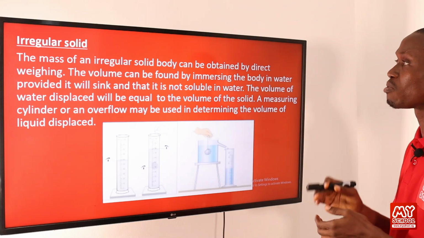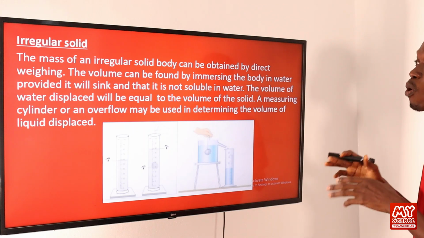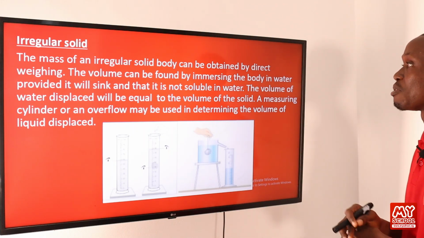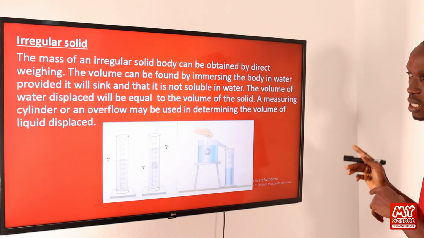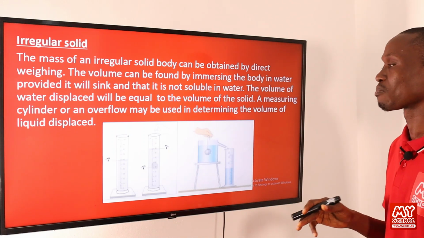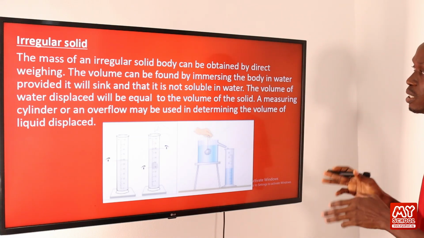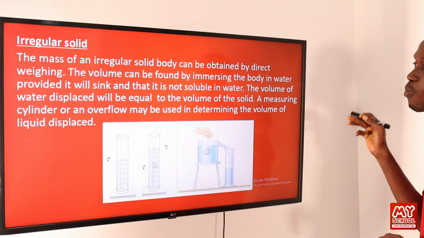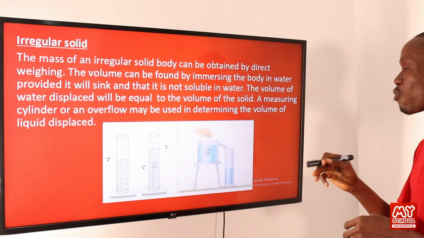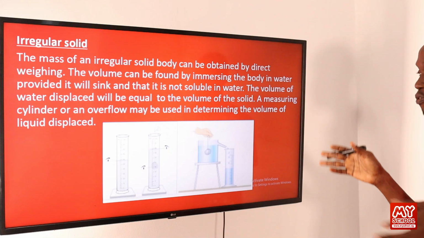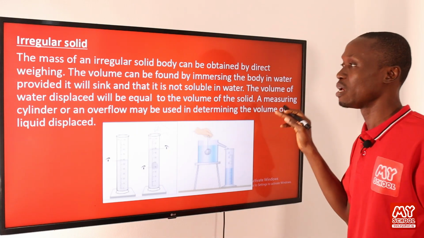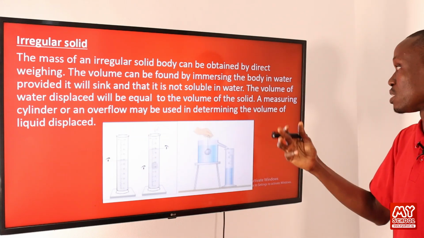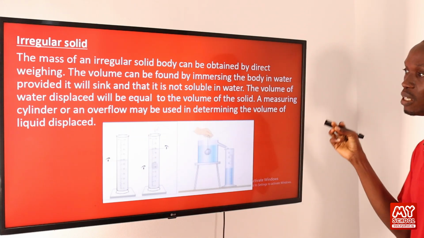So the mass of an irregular solid body can be obtained by direct weighing, right? While the volume can be found by immersing the body in water, provided it will sink and that it is not soluble in water. That means it does not dissolve in that water. Okay, so the volume of water displaced will be equal to the volume of the solid, right? So to perform that experiment, we simply need a measuring cylinder or an overflow can. Okay, that is what we use in determining the volume of the liquid displaced.